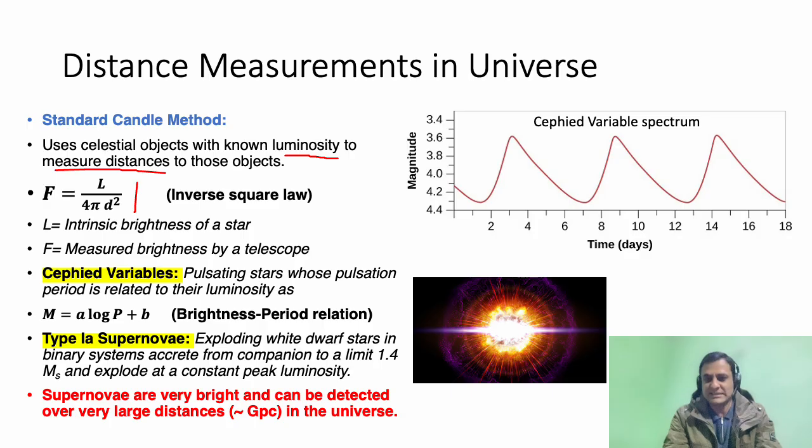So the luminosity is the intrinsic brightness of a star, and the flux is the measured brightness that you actually measure through a telescope. That's called the flux. And you see that there is an inverse square law. This d is to the power 2, but it's inverse because it's in the denominator. So this equation is usually called the inverse square law, because the light follows the inverse square law.